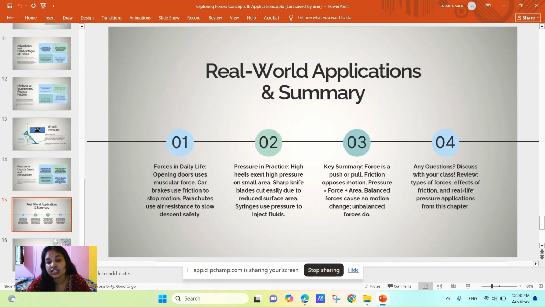Key summary: force is a push or pull, friction opposes motion, pressure is force per area, balanced forces cause no motion change, unbalanced forces do.